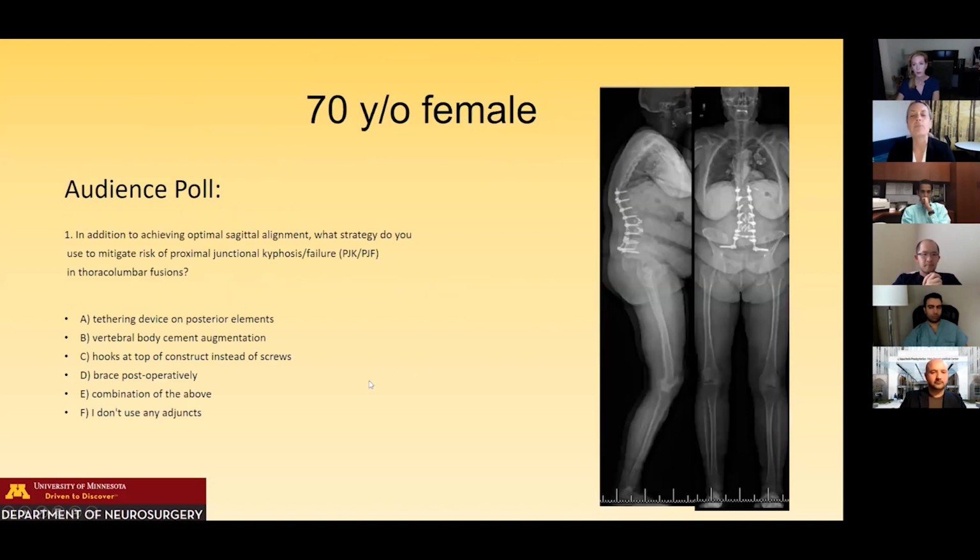And so I'd like to take a poll at this point, assuming that she had adequate sagittal alignment, which we'll measure shortly and find that she does not. In addition to getting optimal sagittal alignment, what strategy is everyone using to try to decrease the risk of proximal junctional failure? So there are multiple different strategies and I just listed the most common ones here. And just curious, Koi, if you wouldn't mind polling the audience to see what everyone has to say about that and then letting us know what the answers are. And we'll keep moving until I'm told otherwise.